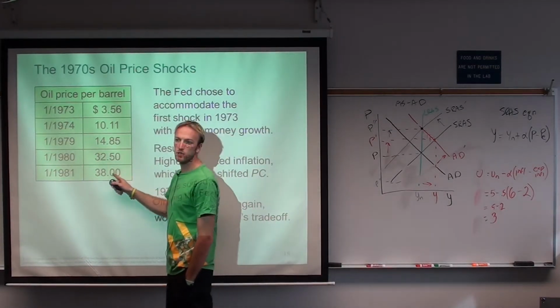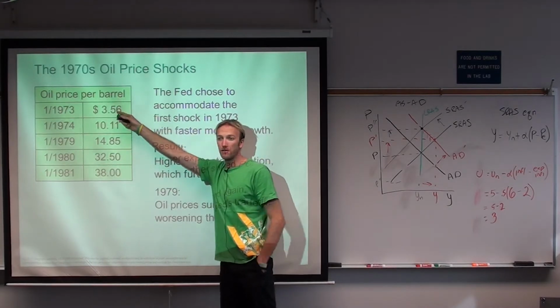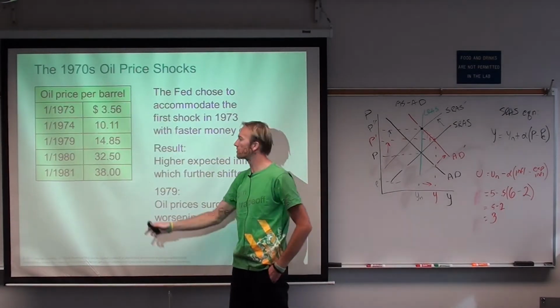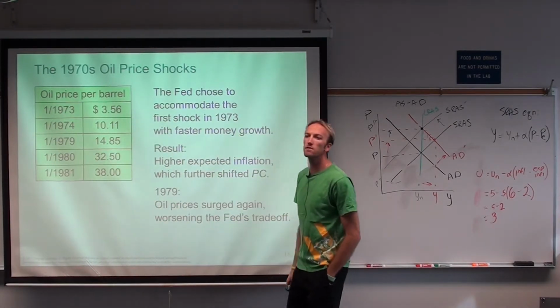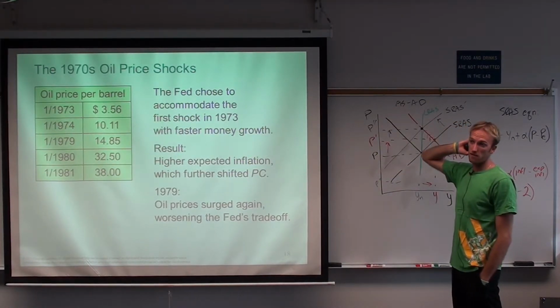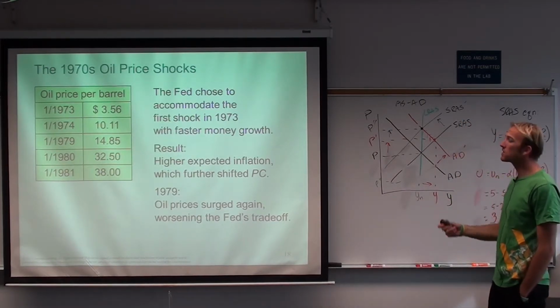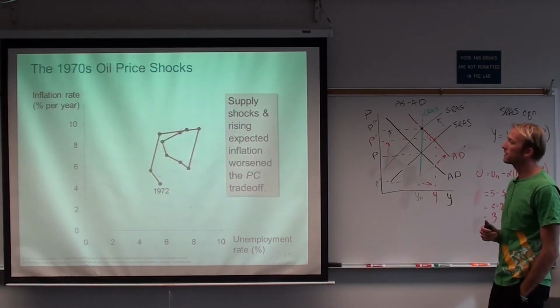They had doubled again in 2 years to $38 a barrel. Right? They were $3 a barrel for a big old barrel of oil. You've seen those barrels, right? Now it's almost $40. So what's this doing? Severe shifts to the left in the AS curve. And so this is making the PC curve shift farther and farther to the right.